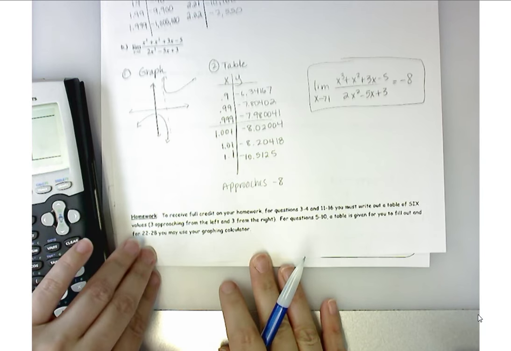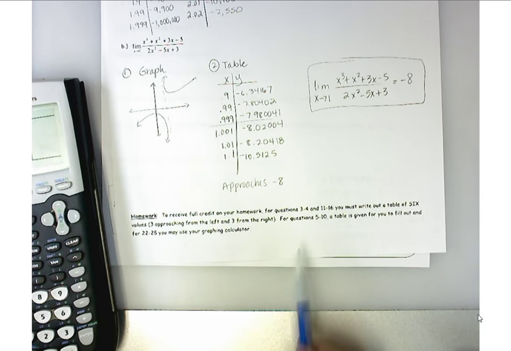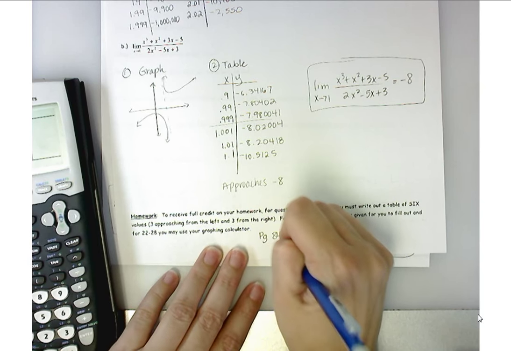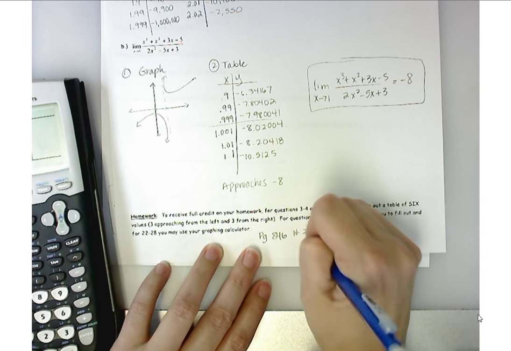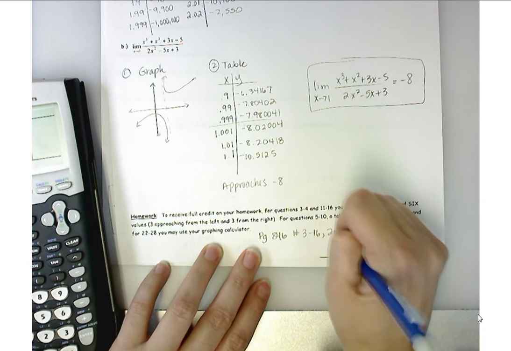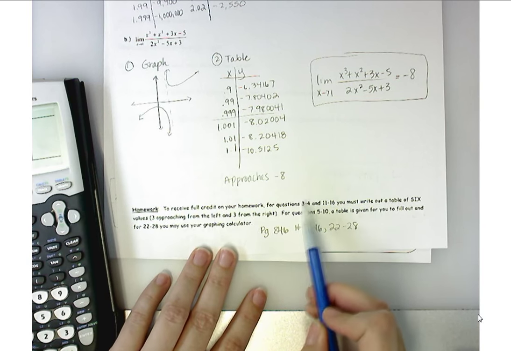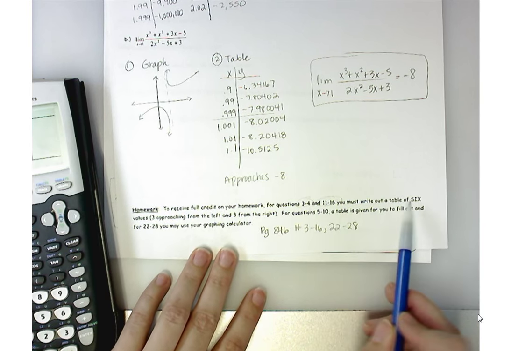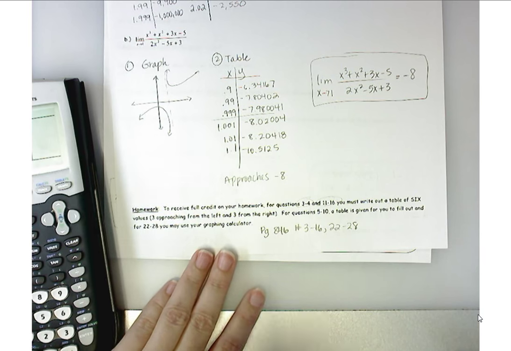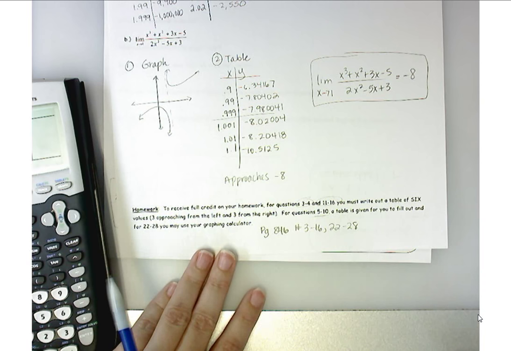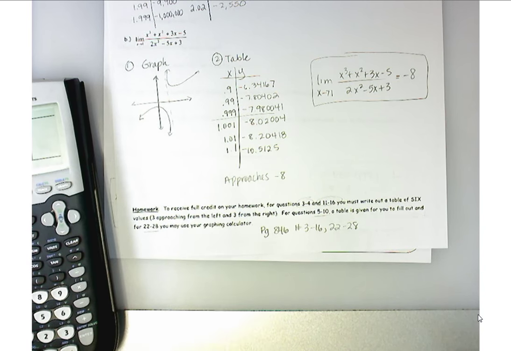Okay, so for your homework, you're going to do page 846, numbers 3 through 16, 22 through 28. Okay, and then I tell you which ones you have to write out the table of values for. For some of them, a table is given for you to fill out. And then for some of them, you can just use your graphing calculator.